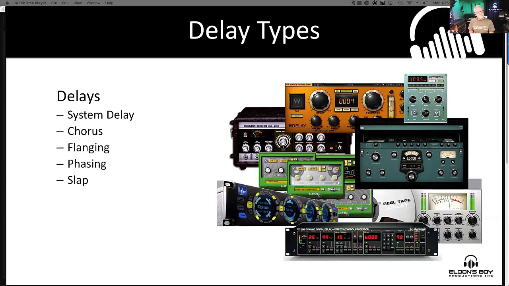In terms of delay types, system delays are things like the Lake and all the other things. We're not going to cover that today. This is strictly about what I call creative delays, where we're using something to create color or excitement on an instrument or a voice. The different types of delays in that situation are chorus, flanging, phasing, slap, echo, and repeats, tempo repeats is what I call them. So we're going to concentrate on all of that today.